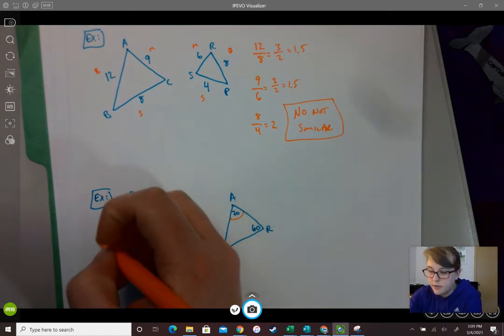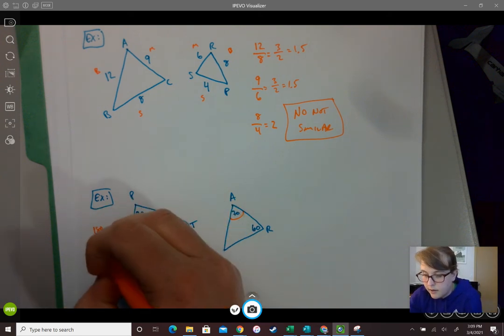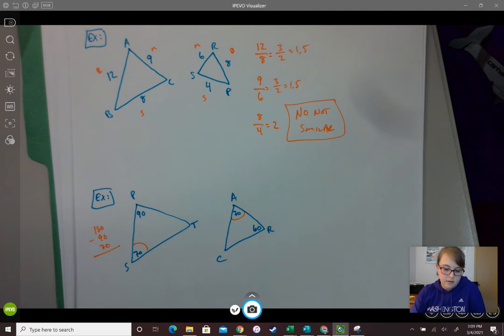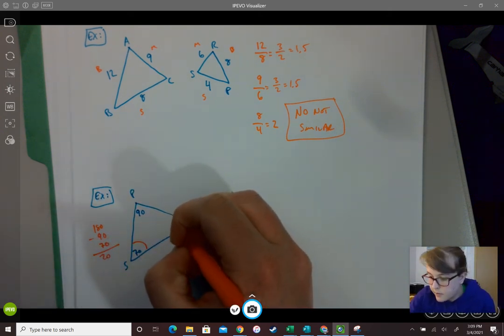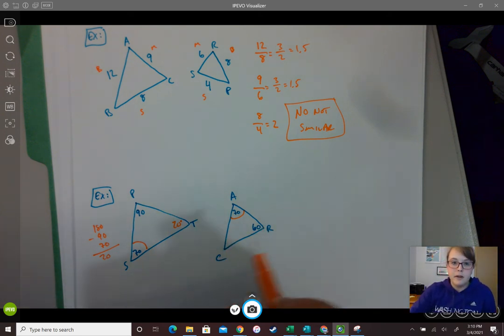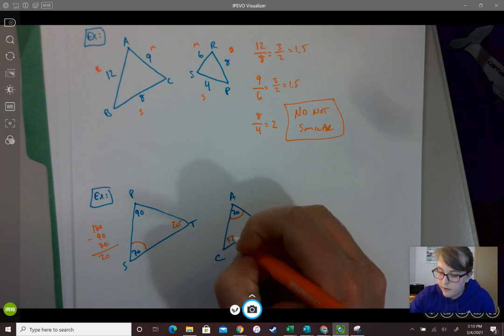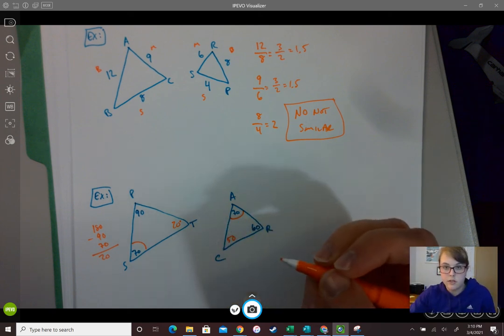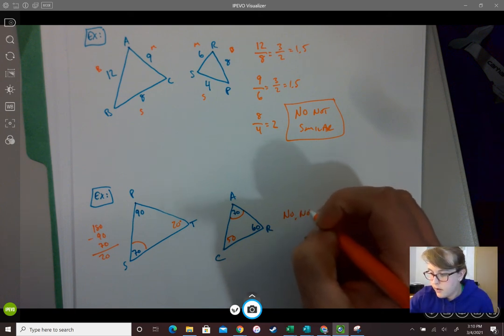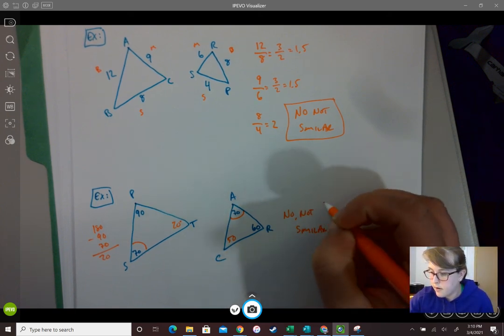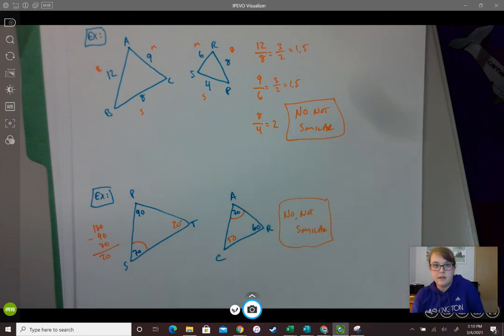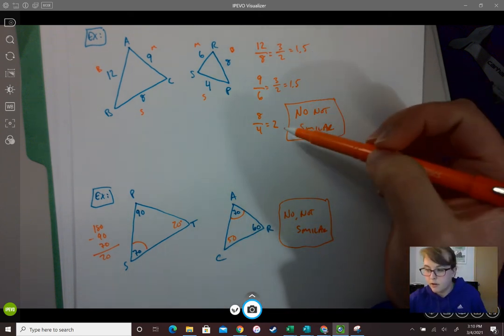So let's find out. Let's go 180 minus 90 minus 70. And in that case, we get only 20. That means that this angle T is 20 degrees, and we do not have two pairs of matching angles amongst these here. Even if we went 180 minus 70 minus 60 to get this missing angle here, we would get 50, which means that the two triangles are just not similar. So we'd say no, not similar. Okay, so sometimes you'll end up with them being similar, sometimes you'll end up with them being close but not quite similar.